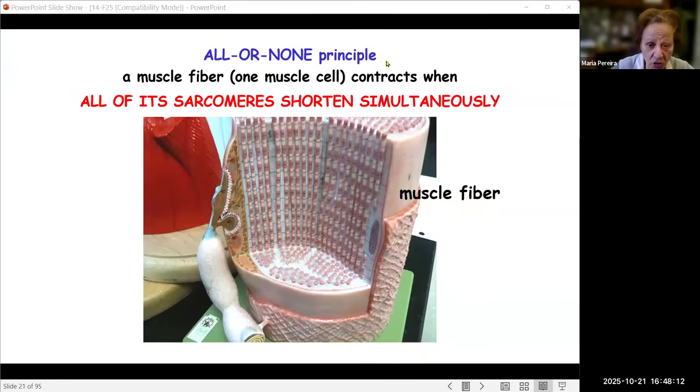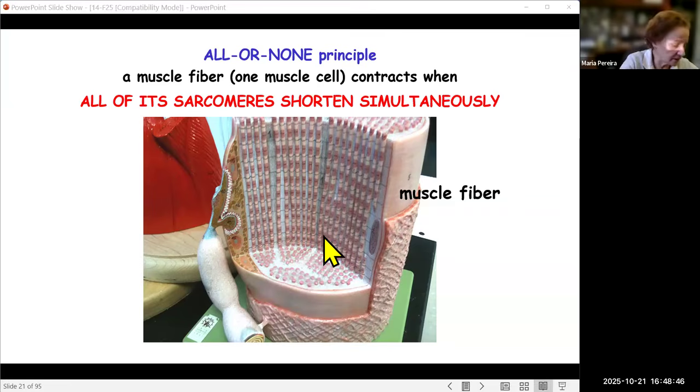So here, what I want to show you is a muscle fiber, and you see here many, many, many sarcomeres, right? So within a muscle fiber, this is the Z line, the thick and thin filament. All the sarcomeres within a muscle fiber, when there's a stimulus, will contract simultaneously. So how do you get graded contractions? It is how many muscle fibers are going to be stimulated.